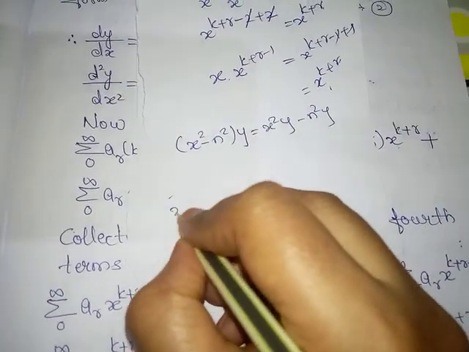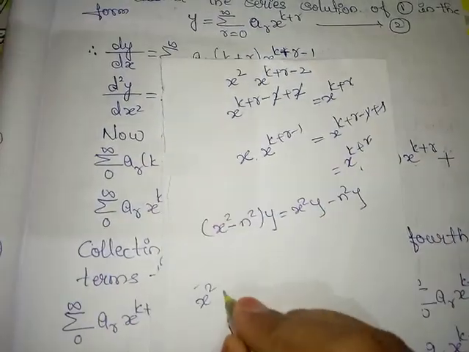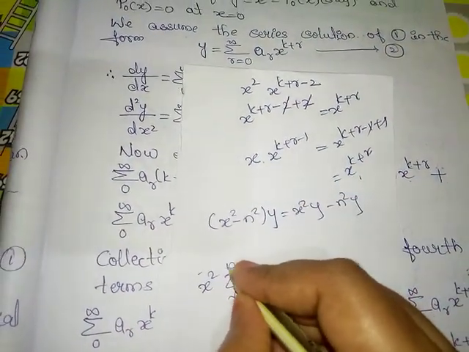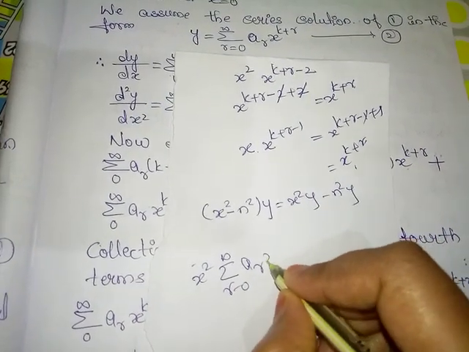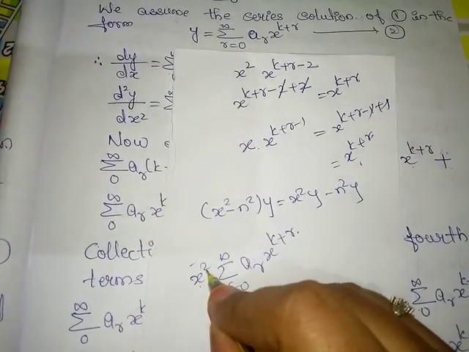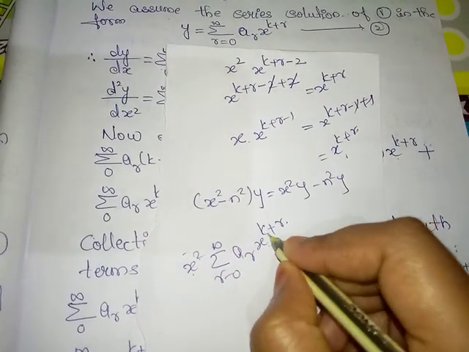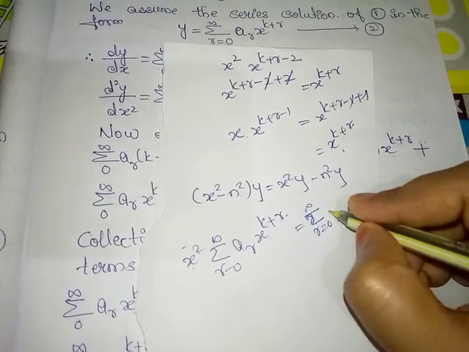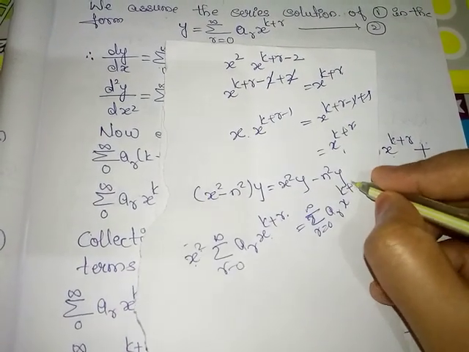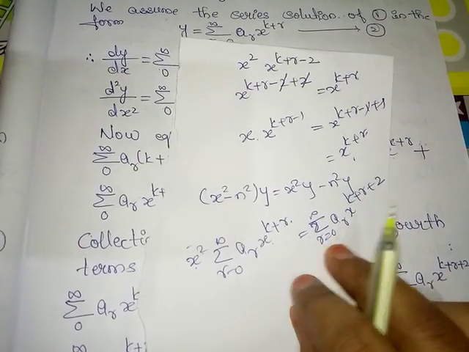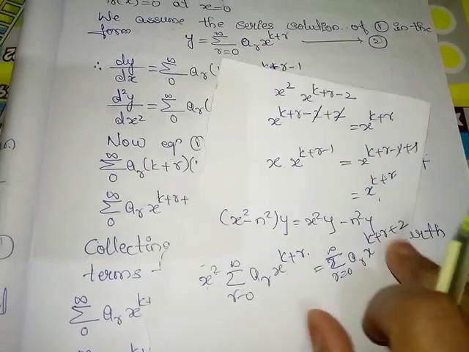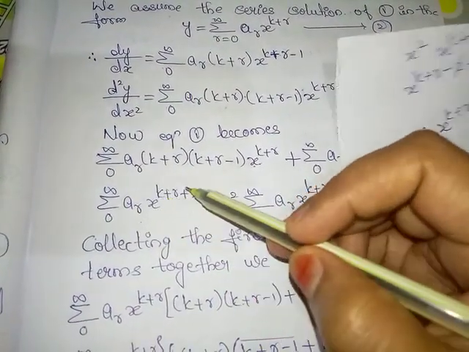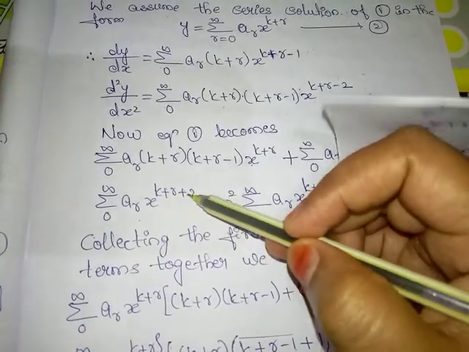We know that y is what? x square into summation r running from 0 to infinity ar x raised to k plus r. Here we have the x power is 2 and x raised to k plus r. When we solve this one, we get summation r running from 0 to infinity ar x raised to k plus r plus 2. This is what I have written here, summation r running from 0 to infinity ar x raised to k plus r plus 2.